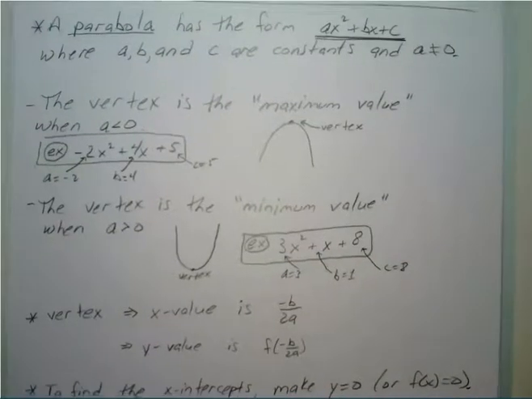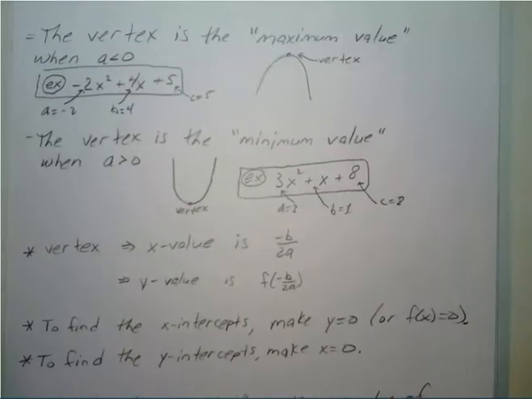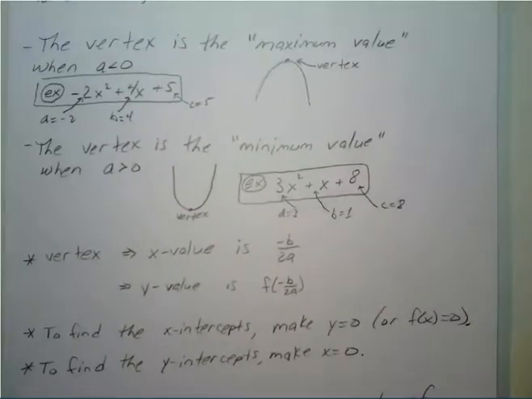Just a quick review: to find your x-intercepts, you make your y equal 0, or in some cases your f of x equal 0. And to find your y-intercept, you just make your x equal 0.